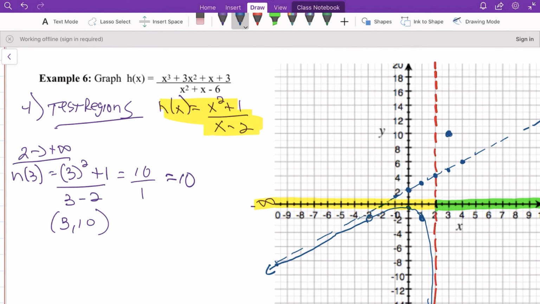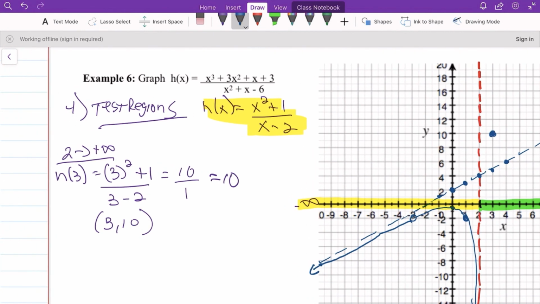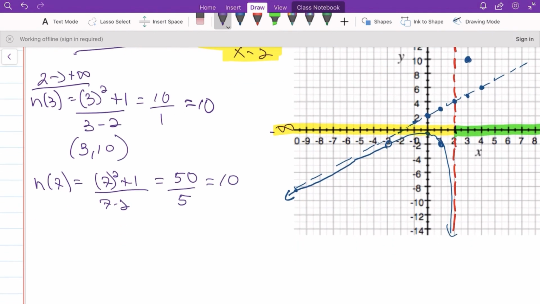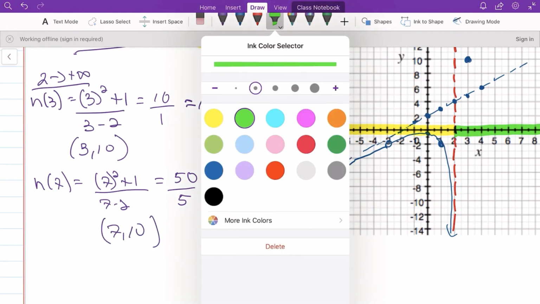And I think what we'll do is let's do h of 7. And we'll see the behavior as this goes towards +infinity. So h of 7 is going to give us 7 squared plus 1 over 7 minus 2. So this is going to give us 50 over 5. So again, we have a value of 10. We have the point that we're going to plot, (7, 10) is our next test point on the graph. So we get that out.